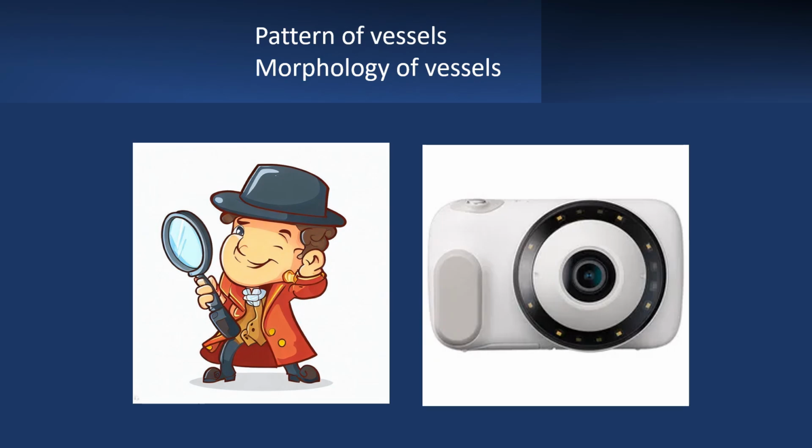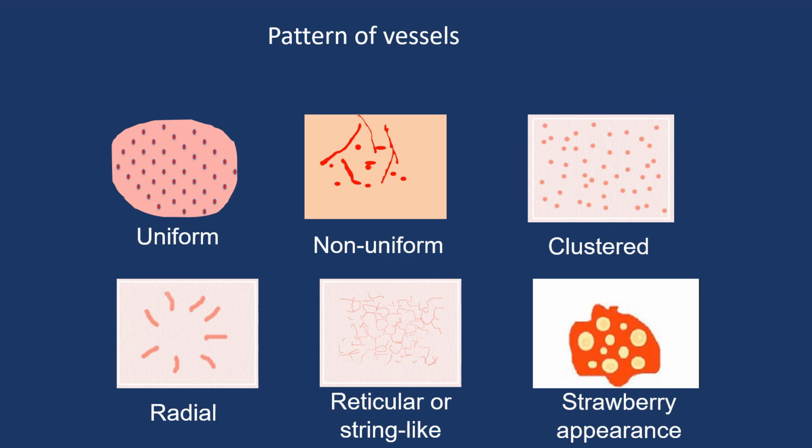With vessels, we look for pattern of vessels and morphology of vessels. We will focus on the patterns of vessels. And these are the different patterns. They can be uniform, non-uniform, clustered, radial, reticular or string-like, or a strawberry appearance.